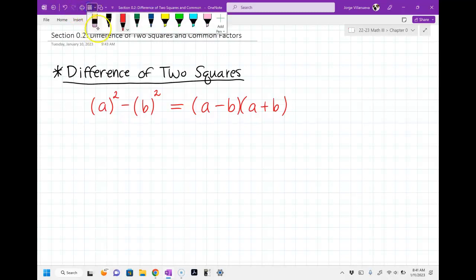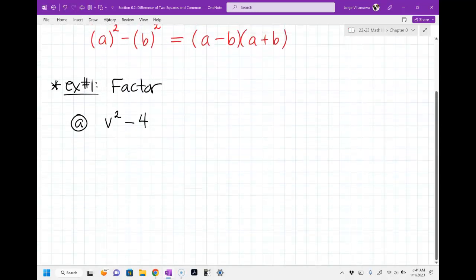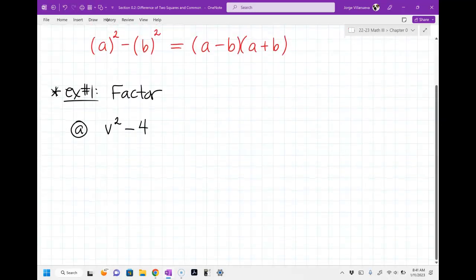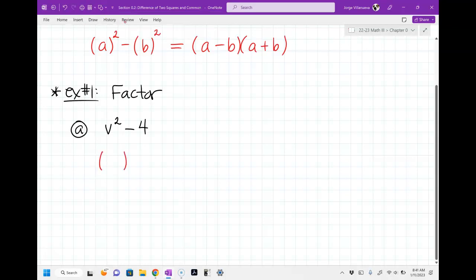So here we go. So example number one. So we're just going to factor. And here's part A. We'll do v squared minus 4. Okay, so v squared minus 4. So what we want to do is we want to try to rewrite that as something quantity squared minus something quantity squared. So I'm going to start with this.